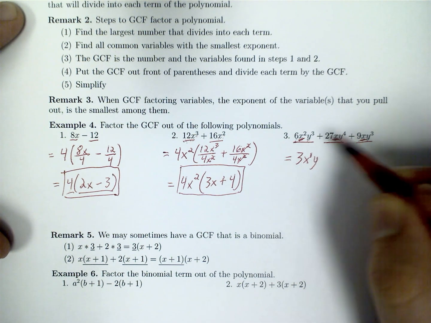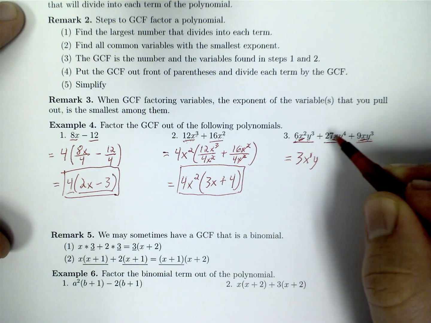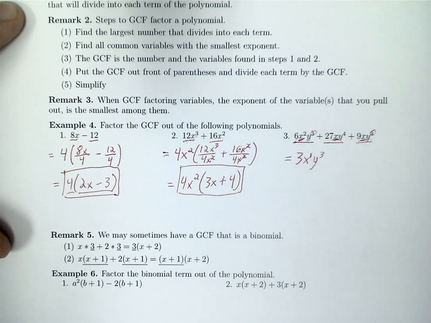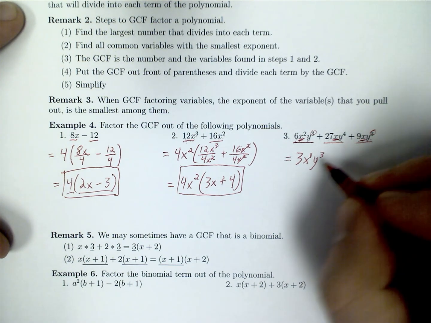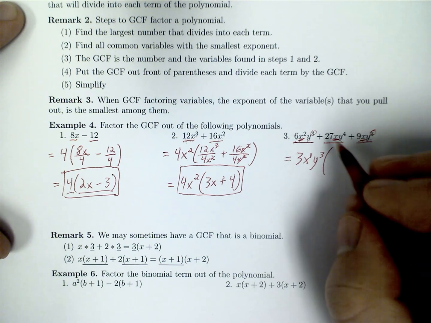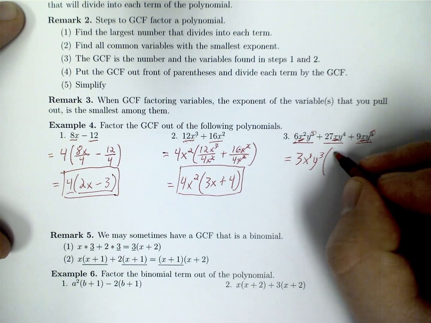What about the y's? What about y cubed, y to the 4th, and y cubed? Which one's the smallest? Well, again, y cubed. So this is our GCF. And again, we ask, what is each one of these divided by 3x y cubed?